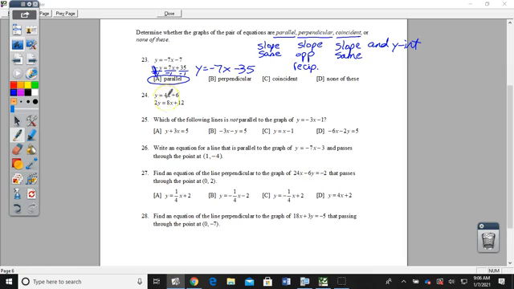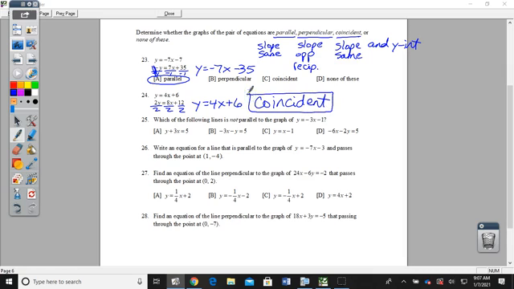24, the top one's already solved for y. The bottom one we need to divide by 2. All right. What did we get? Exactly the same equation. Therefore, they are coincident. That's the way it is.